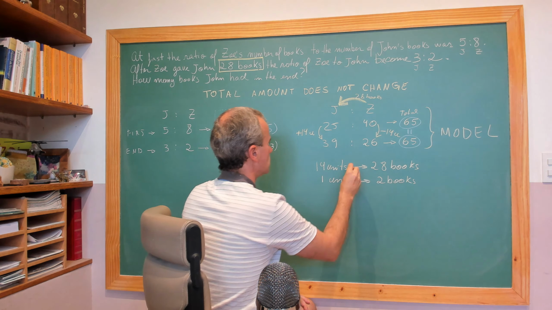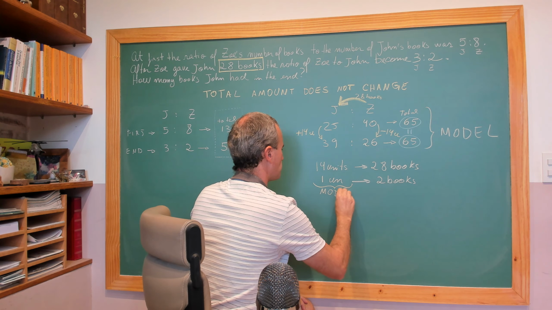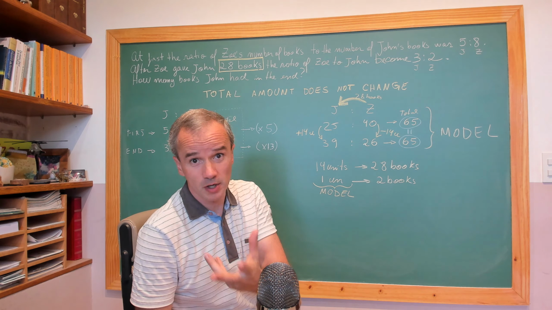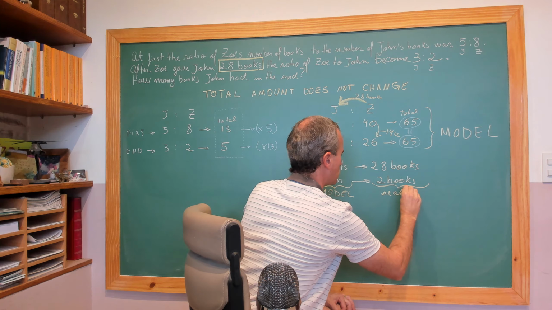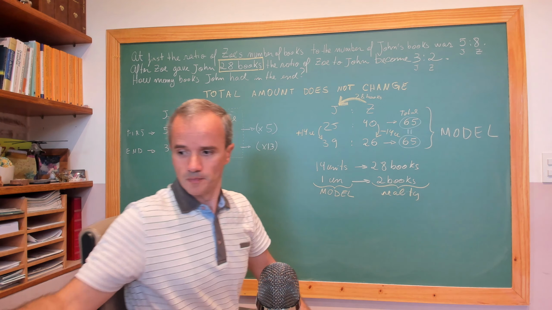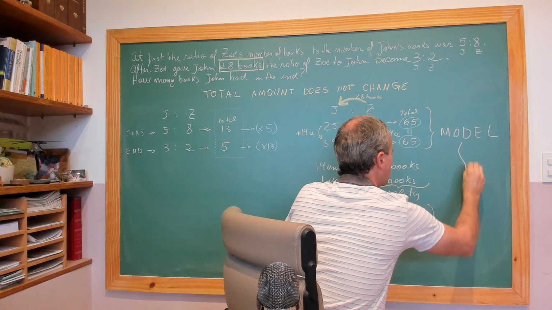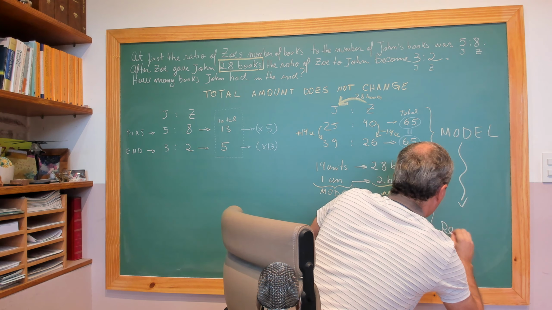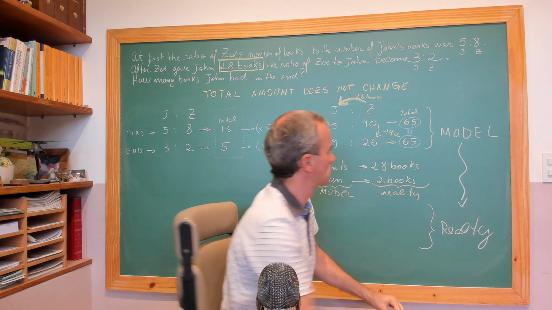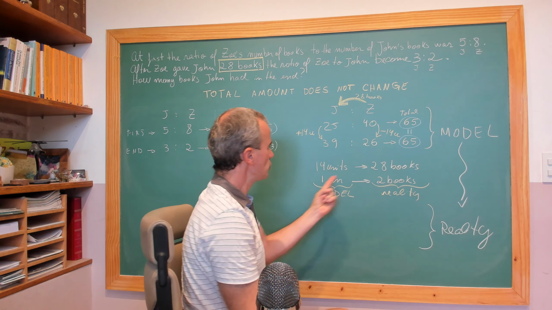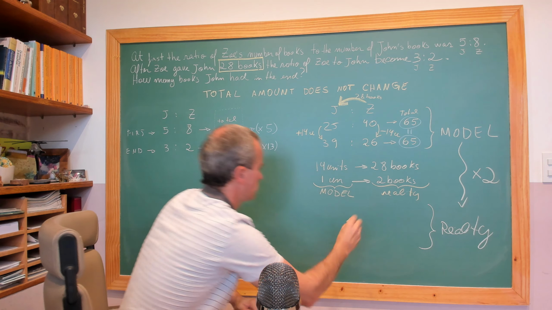Notice that this part is our model. That's why I talk in units. Now, this side is reality. So, I gave you the model. But of course, we want to know the true reality. We want to know the true amount of books. And to get from one to the other, we just have to multiply by 2. Okay, that's right. The problem is solved.